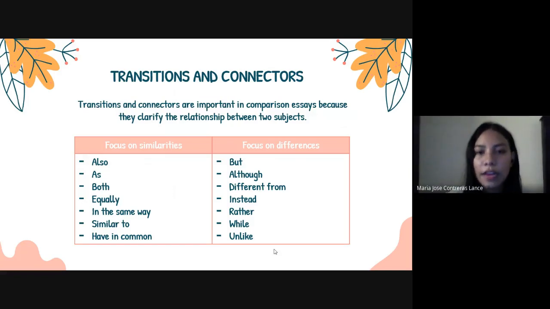And also we can find transitions and connectors to talk or focus on differences. We can find but, although, different from, instead, rather, while, unlike. Remember, guys, that when we use connectors correctly, they will help us to have the sentence clear for us and clear for the readers, because it's easier to understand what we want to focus on in the comparison essay that we are writing.